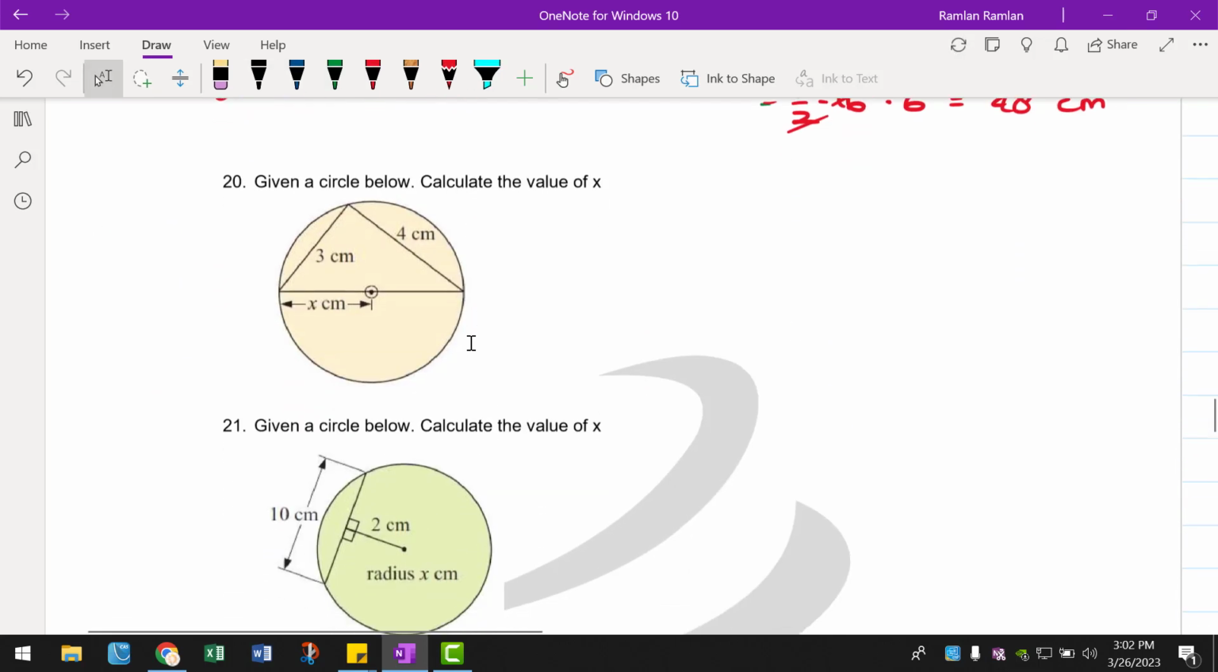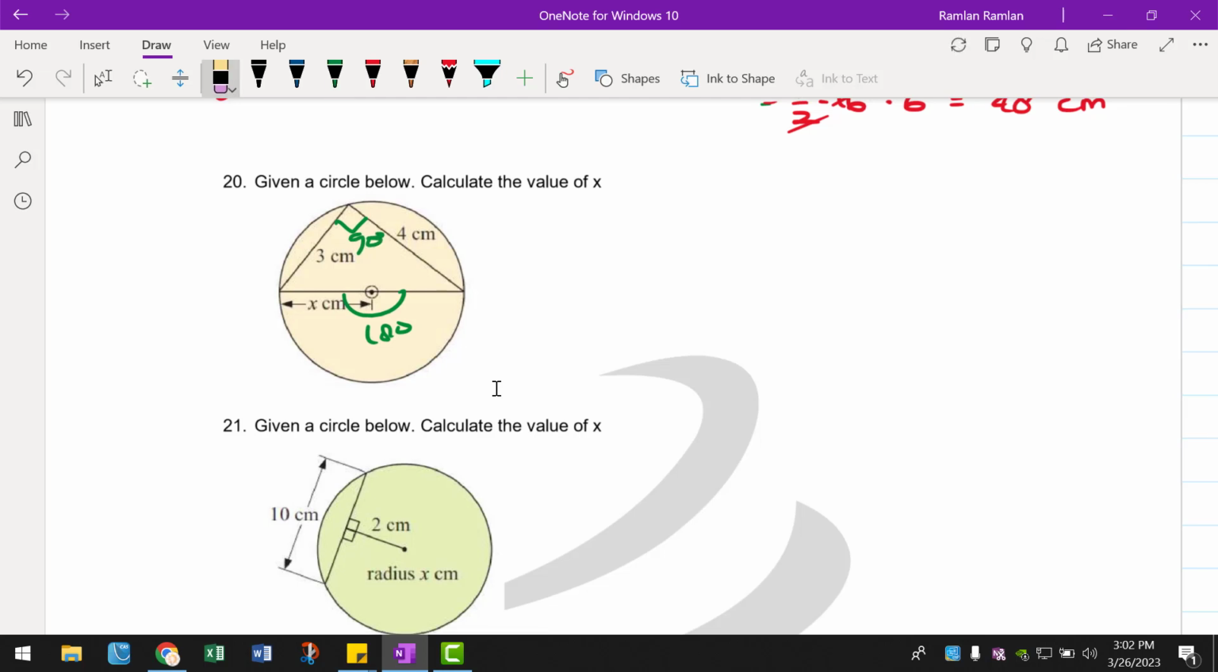Okay, let's go to number 20. Given a circle below, calculate the value of x. Here we have a circle, and this line here is passing through the center point, which means that's the diameter, right? So remember in the theory of inscribed angle and center angle, this is 180 degrees, which means that this is going to be 90 degrees, right?